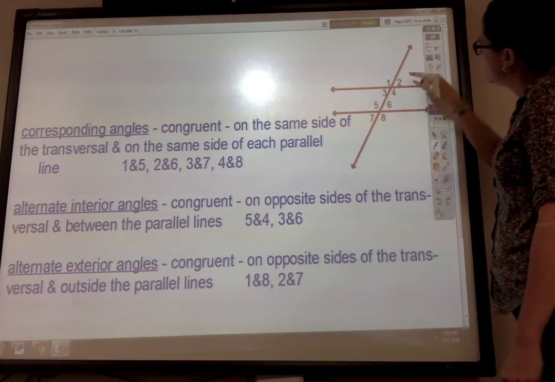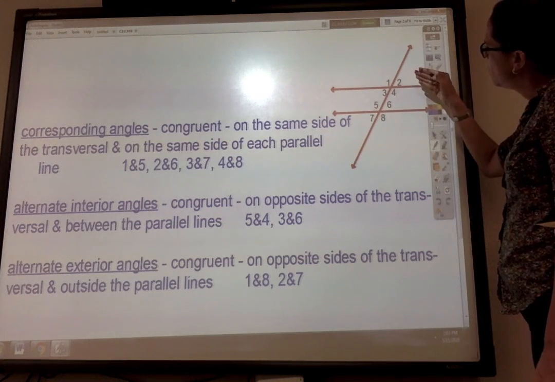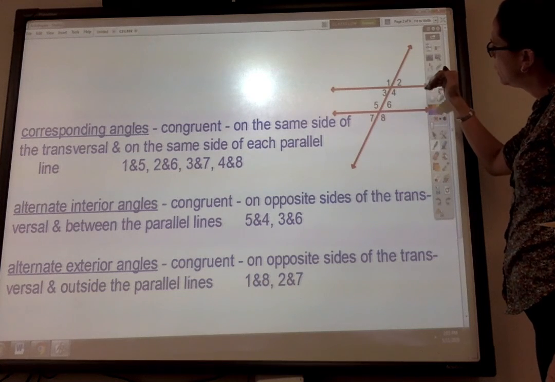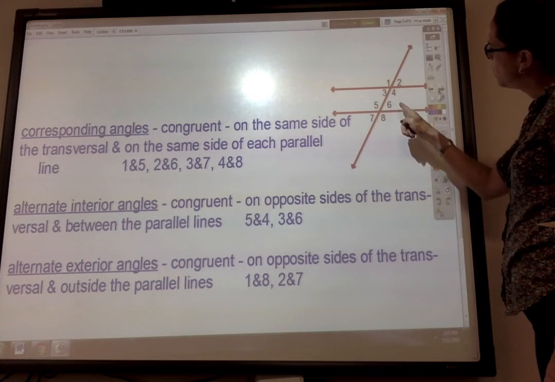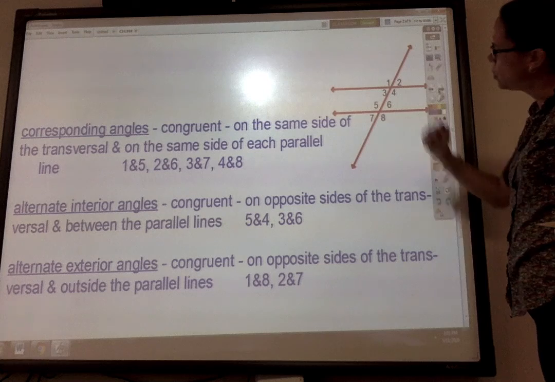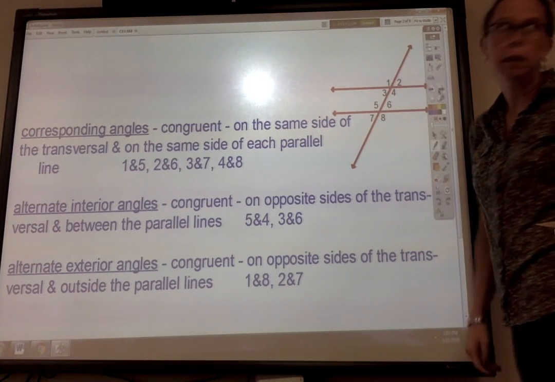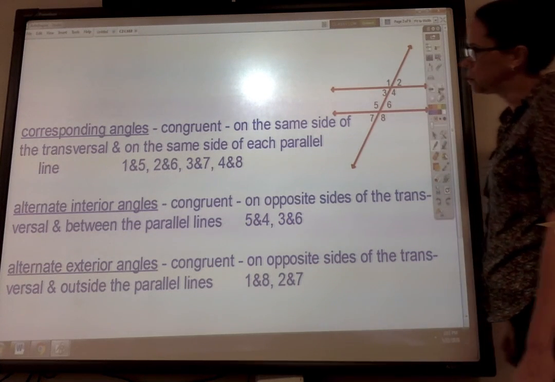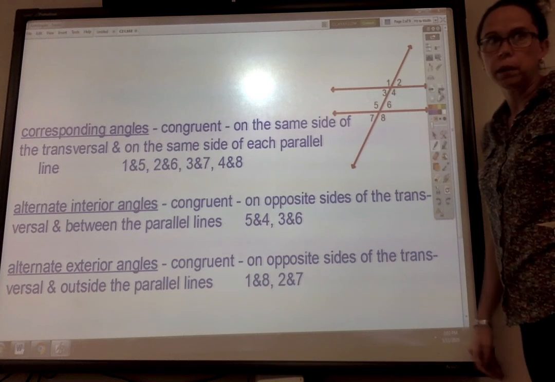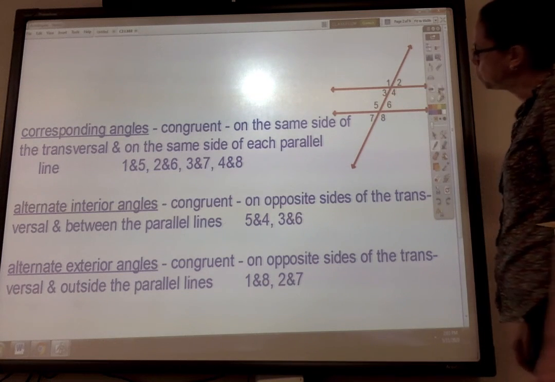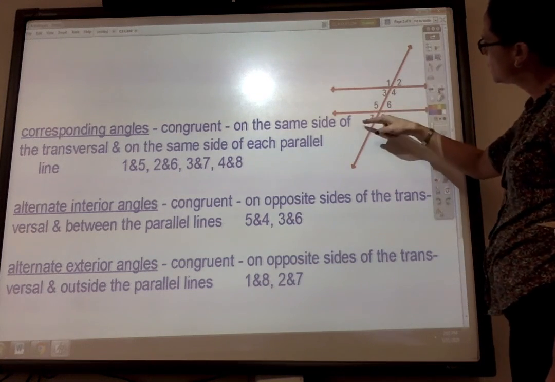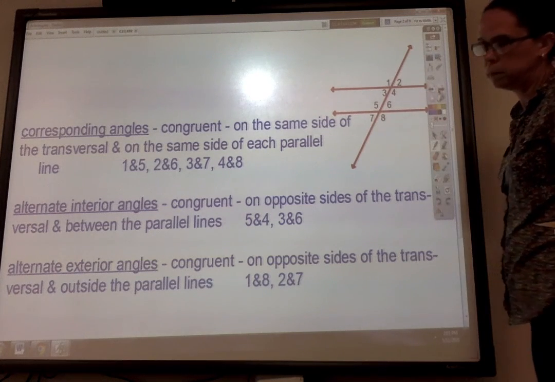Let's look at angle 2. Angle 2 is to the right of the transversal and above the parallel line. So we need another one that's to the right of the transversal and above the parallel line. So hopefully you see that it's angle 6. Angle 2 and angle 6 are congruent. They are corresponding angles. Okay? Same thing for 3 and 7 and 4 and 8.